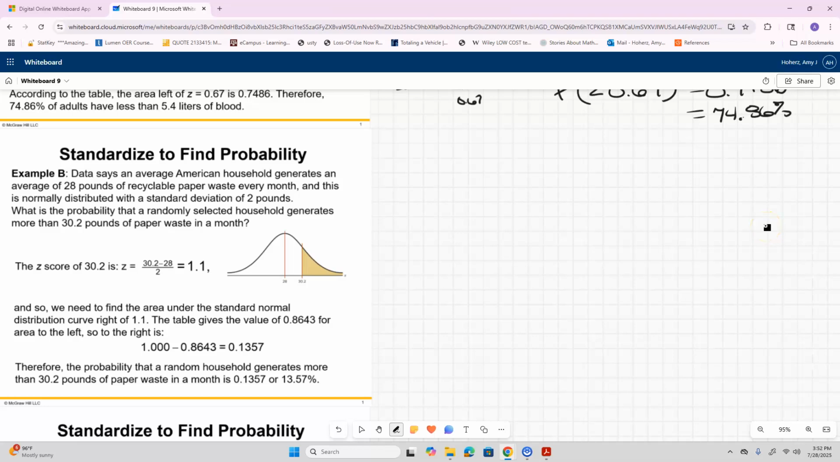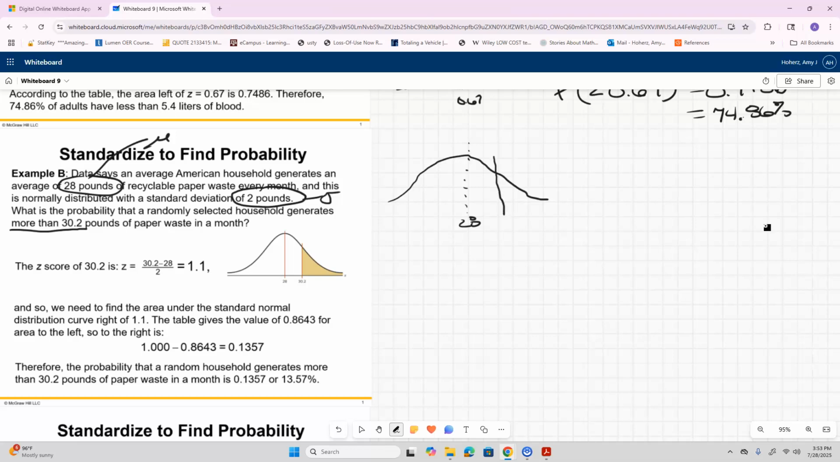So for example B, it says data says an average American household generates an average of 28 pounds of recyclable paper each month. I always like to draw a picture for those. If you get in that habit, I think that'd be a very good habit to get into. So the average is 28, and it's normally distributed, so 28 is our mean. It's normally distributed with a standard deviation of 2 pounds, so this is our sigma. What is the probability that a randomly selected household generates more than 30.2 pounds?